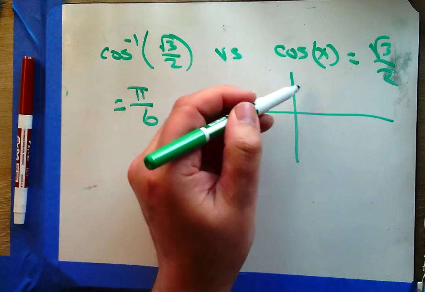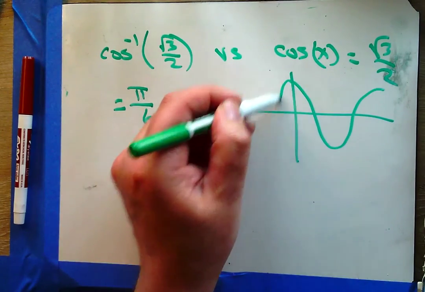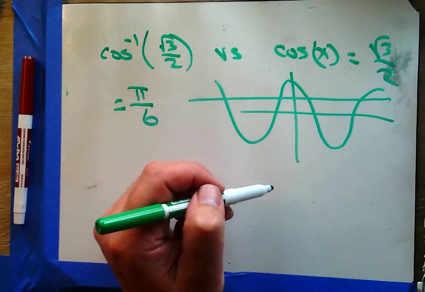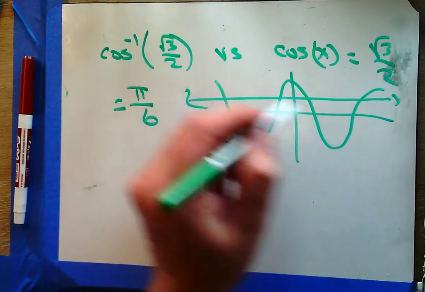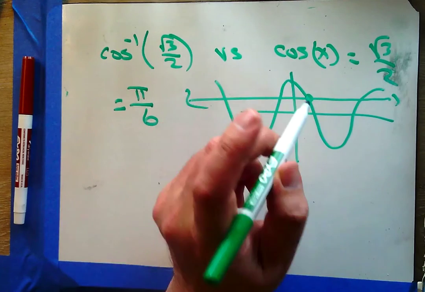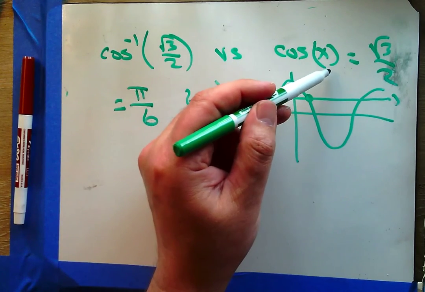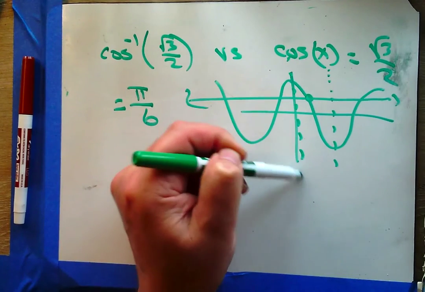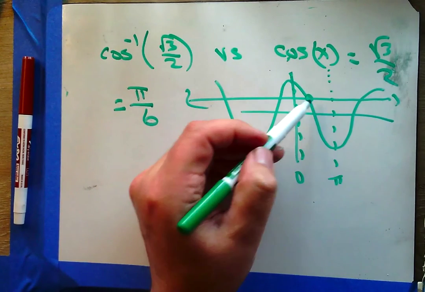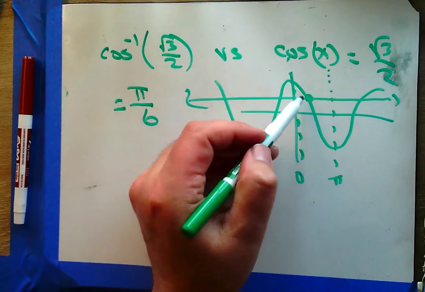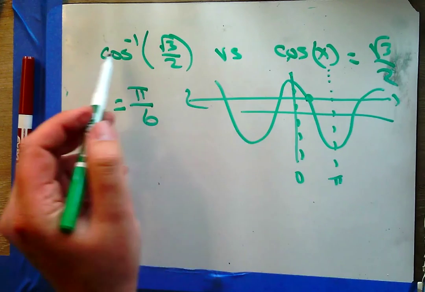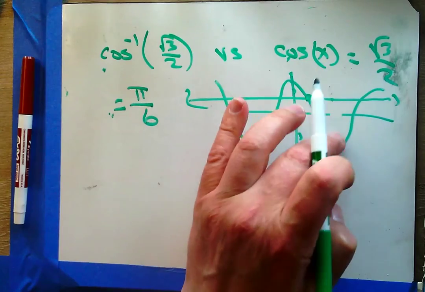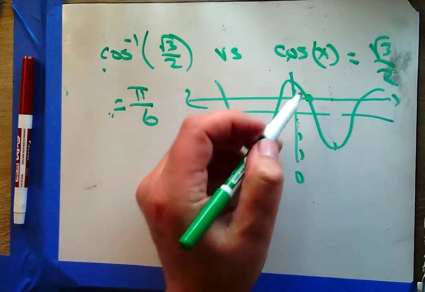When we think about the cosine graph, and we think about positive root 3 over 2, there's an infinite number of points of intersection. Remember, though, that the restriction for cosine is between 0 and pi. And we only get that one solution there between 0 and pi. That's why this one only has one solution. But there are many solutions. There are an infinite number of solutions.